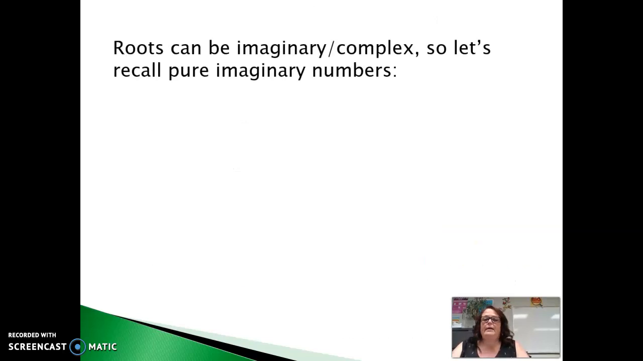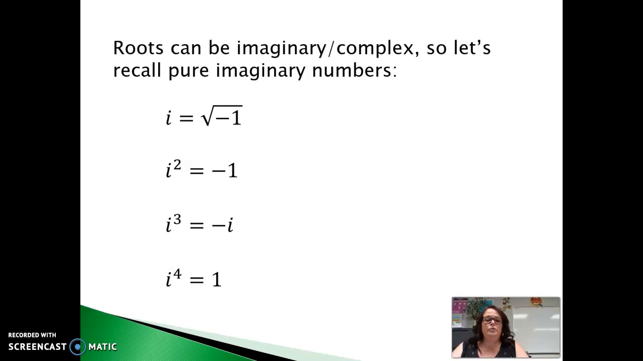So roots can be imaginary or complex, so we need to remember our pure imaginary numbers. So i is the square root of -1. We call that the imaginary unit. And so when I square a square root, I get the number inside. So i squared is -1. So then i cubed is the product of i and i squared, so we get -i. And then i to the 4th is equal to 1.